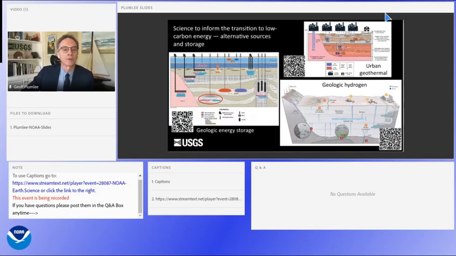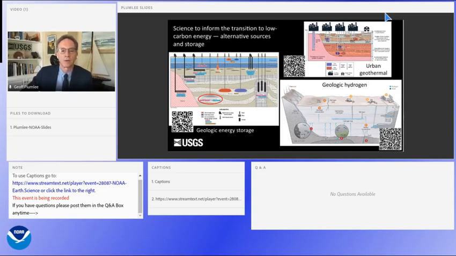We do a lot of work on alternative sources of energy and energy storage. With increasing renewable energy like solar and wind, you need to be able to store the energy. So how can you store compressed air in underground aquifers? How can you store methane for use at other times? We look at urban geothermal, to see what the sources are for warming in the winter and cooling in the summer. That's a very big effort that a lot of different agencies have going on, but we've been able to work on it as well. And then finally, this is a really cool emerging one, where we're looking at geologic hydrogen.